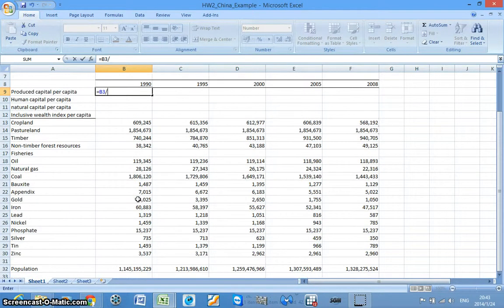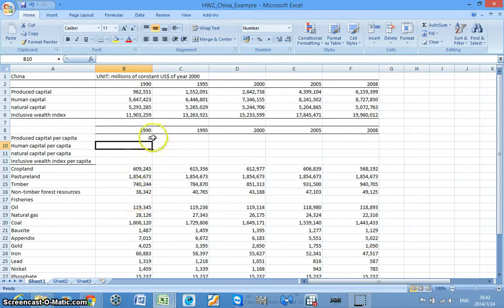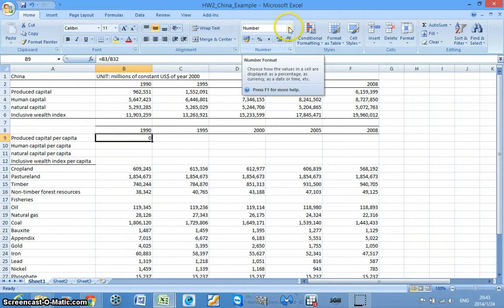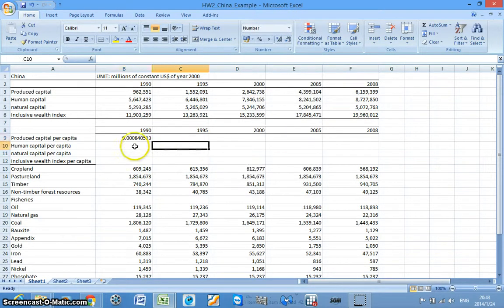So you would do the division here. Notice that zero is not showing up. Don't panic, it is due to the formatting issues. Just click here, change that to general, and you will see the number. So basically this is saying the per capita produced capital is 0.00084 millions of US dollars adjusted at year 2000.